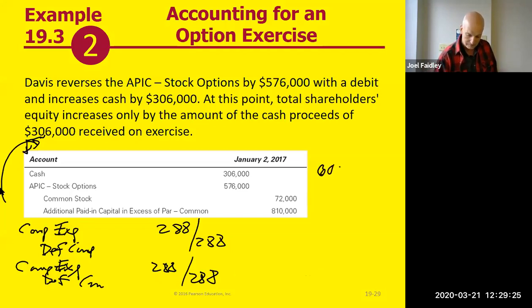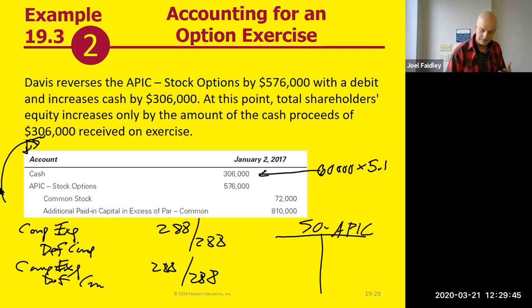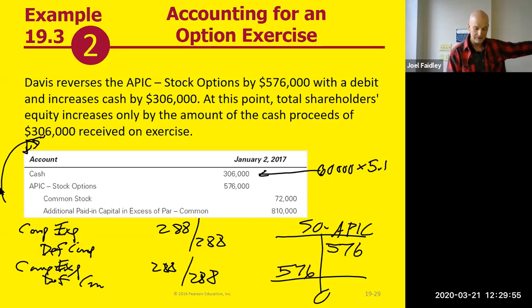60,000 times 5.1. Debit to cash, because they're going to write a check to you, or ACH. You're going to get that much cash. You're going to now zero out your stock options, right? Remember, your stock options APIC is sitting there at 576. If all of these options have been exercised, you've got to get that off your books as well. Deferred comp's already been zeroed out, right? Deferred comp's gone. Now your stock options APIC is gone.